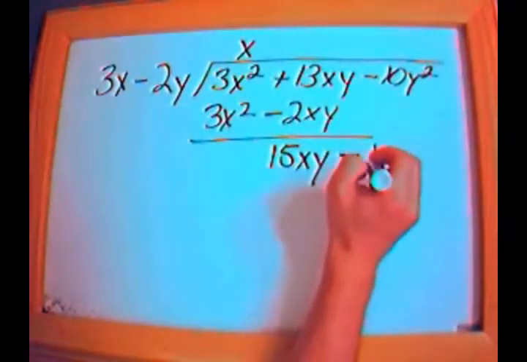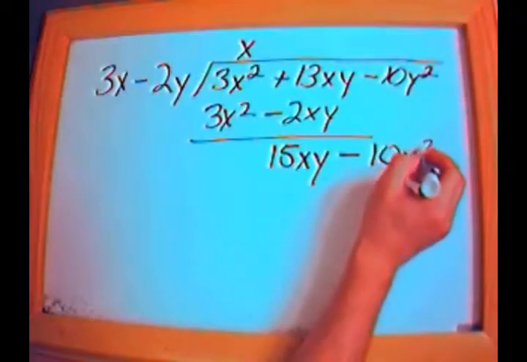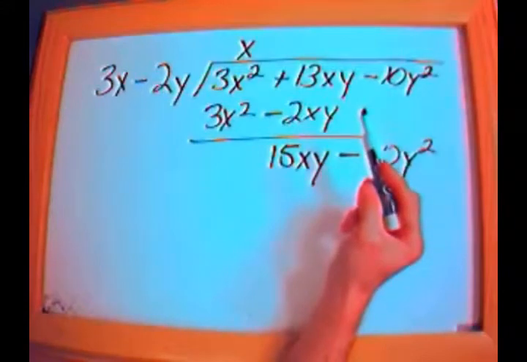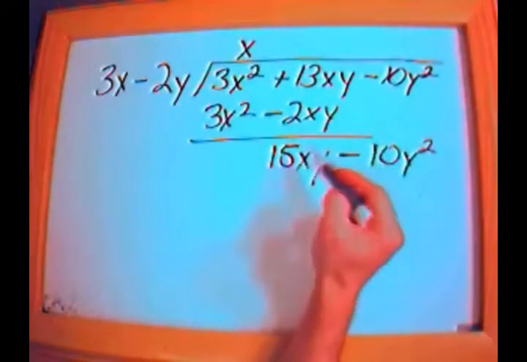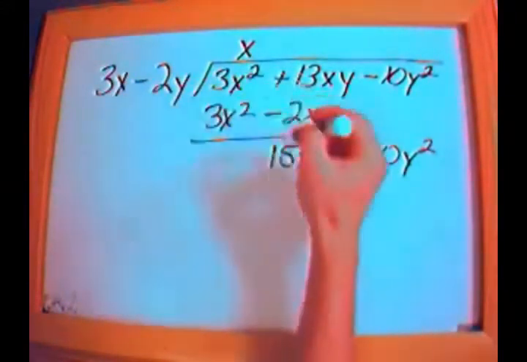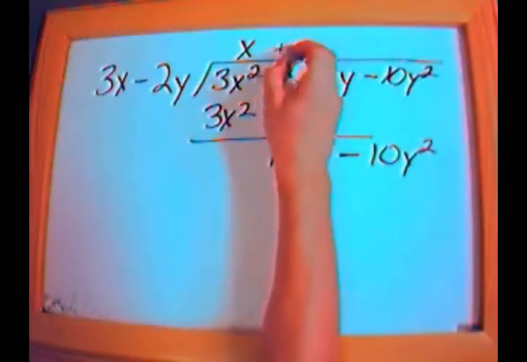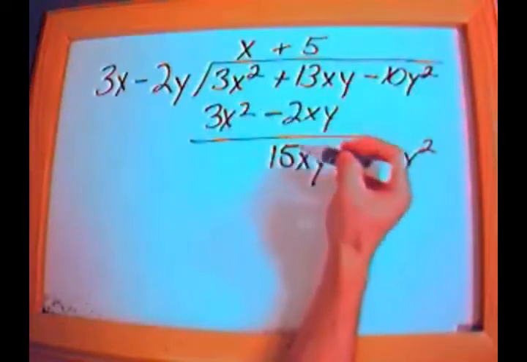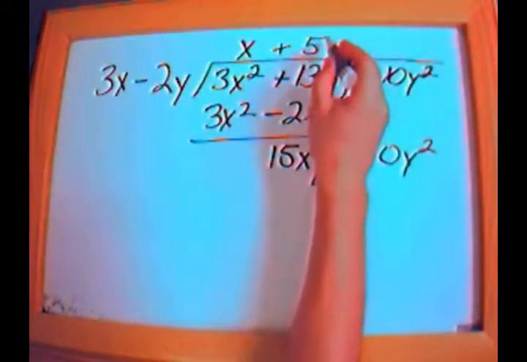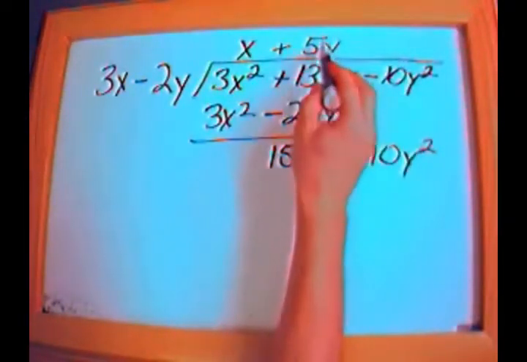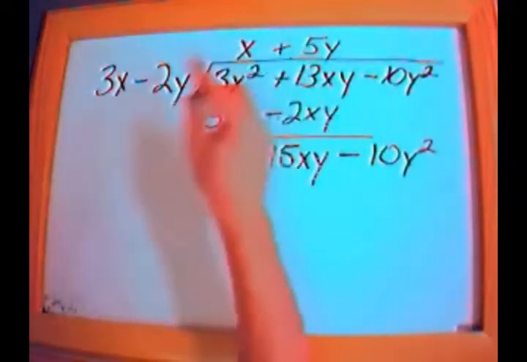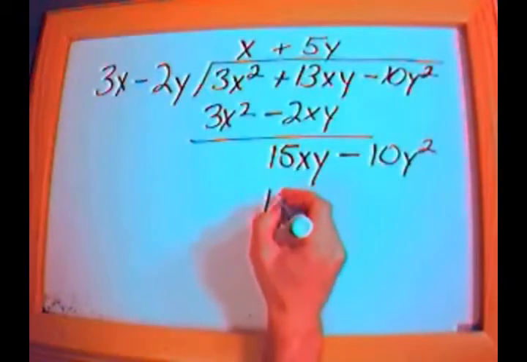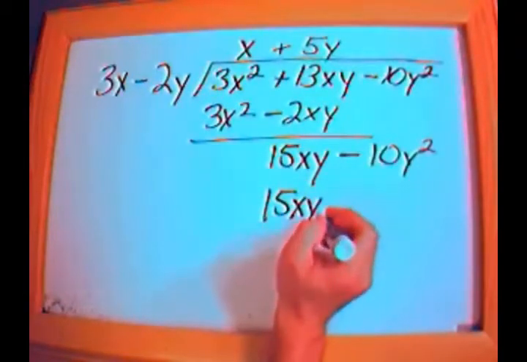Next thing I do is I drop down my final term, 10y squared, and then I see how many times 3x can go into here. How many times can 3x go into 15xy? Well, 3 goes into 15 five times. And x goes into xy y times. Because 5y times 3x, 3 times 5 is 15, x times y is xy. So that's going to be 15xy here.